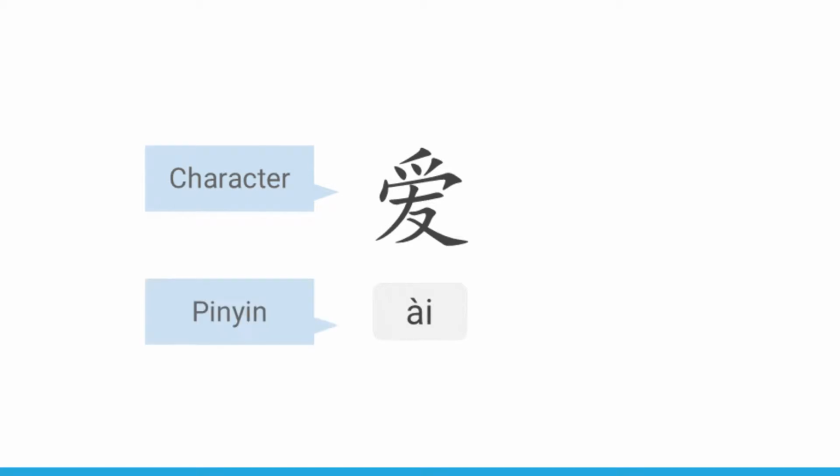Let's take a look at this character. And no worries, we will not be learning about this character anytime soon. The complexity of this character will probably scare any beginners away. This is what the character love looks like. It's pronounced ai. This is the written character. It's what we use to read, write, and type. And this is the pinyin for this character, which tells us the sound of the character.